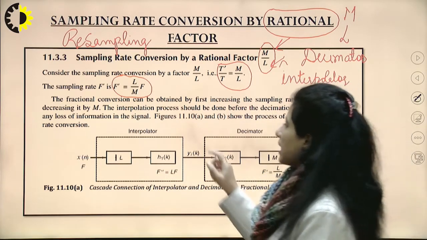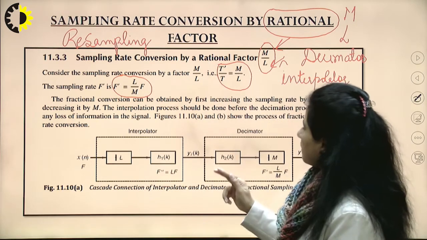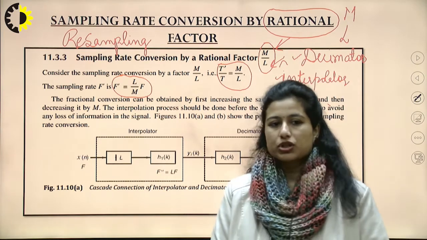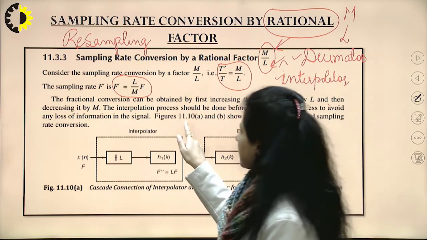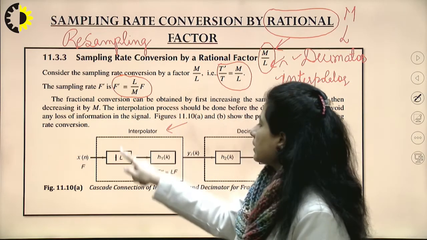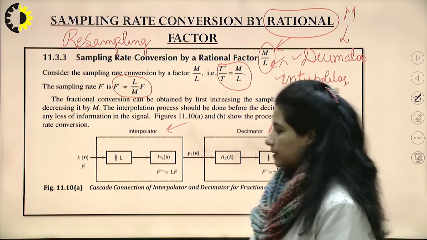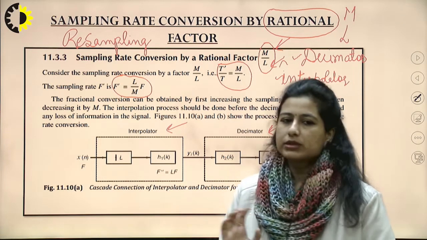But one thing I have to remember, whenever I am performing this resampling using a decimator and an interpolator, is that the position of these two processes cannot be arbitrary. It has to be like this: first we have to interpolate that particular signal, and then we have to decimate it. That means whenever I am decimating, I am losing information.